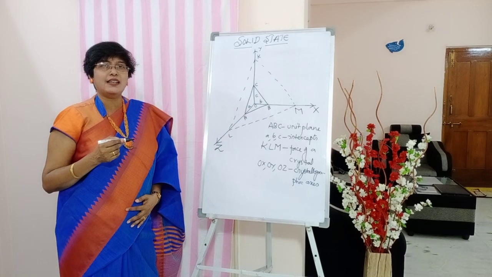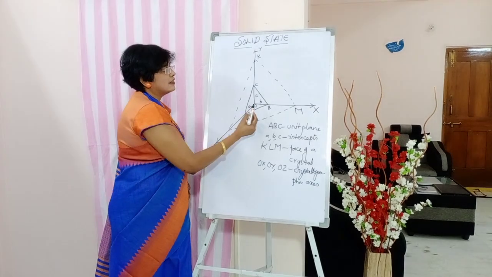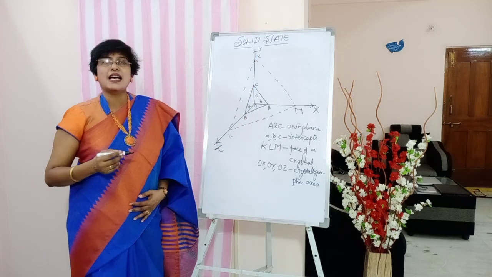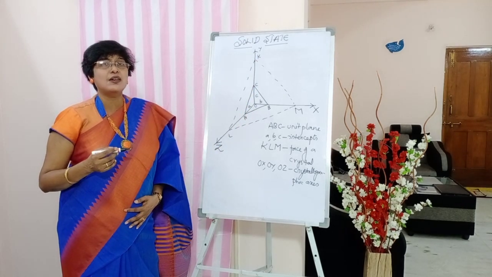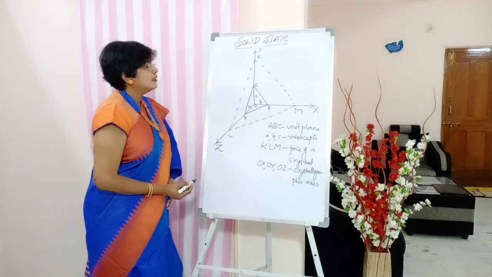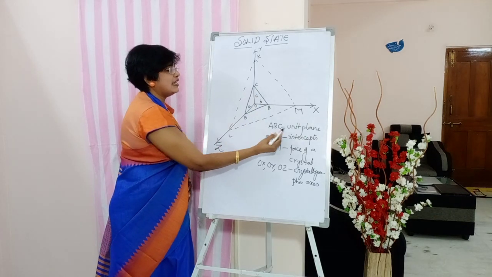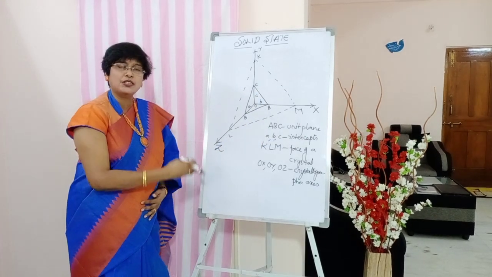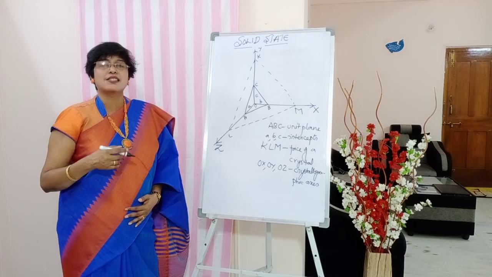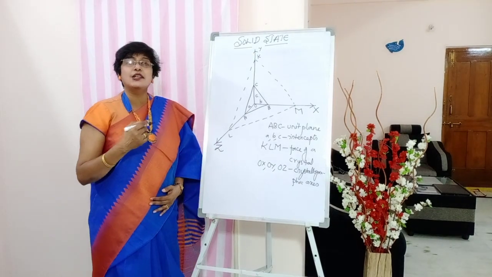Have you drawn the diagram? Okay. So now students, these OX, OY and OZ are called the crystallographic axes. Fine. Now, this ABC is called the unit plane. Below the diagram, write down: let OX, OY, OZ be the crystallographic axes, ABC the unit plane.